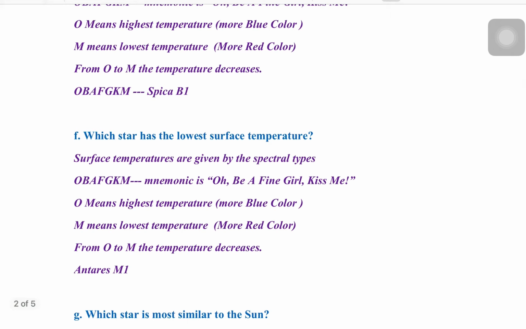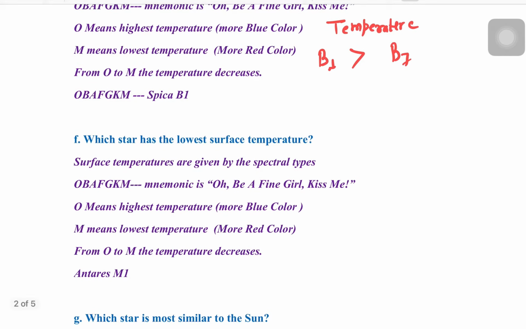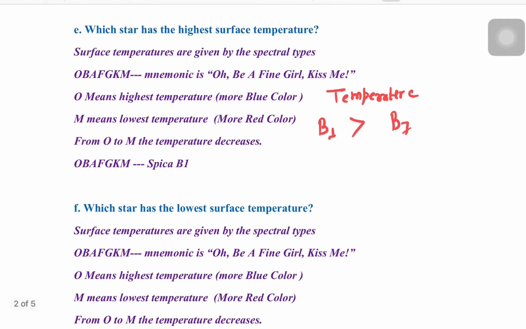Okay, so remember, I'll just write down. So B1 surface temperature is greater than B7. Here I'm talking about the temperature. If they have the same spectral type, then the lower number means again the higher temperature. Okay, so we got the answer for this question.